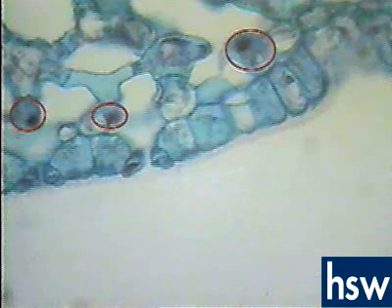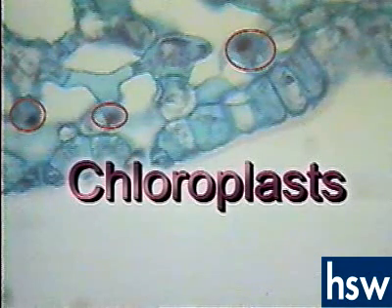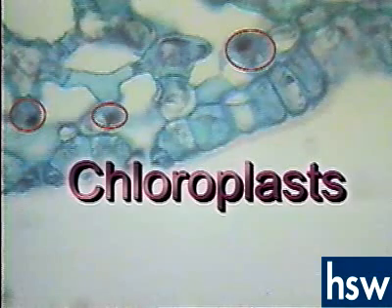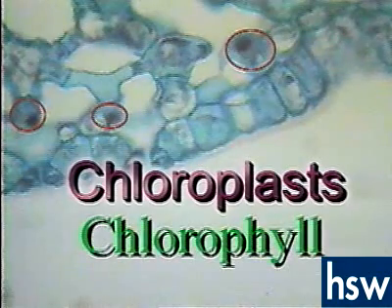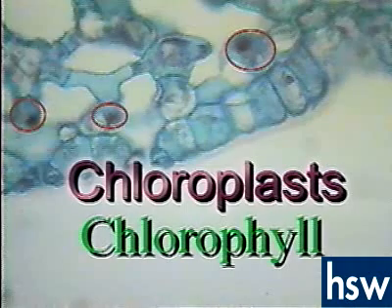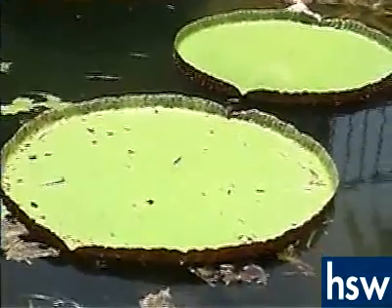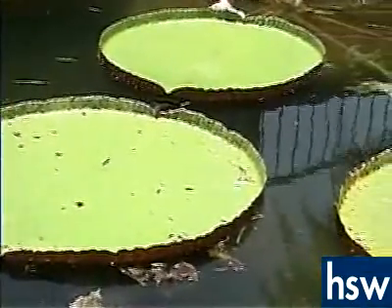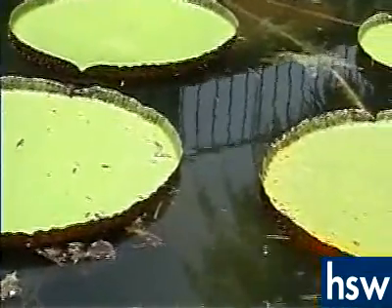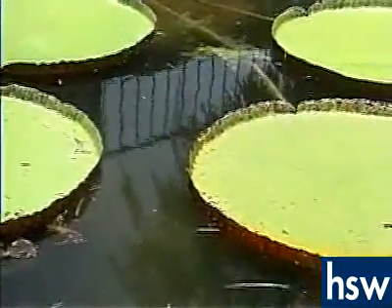And here's the leaf's inside again. The small granules you see in its cells are called chloroplasts. They contain a complex green-colored chemical called chlorophyll. However, in this slide, the chloroplasts look blue because of the way in which it was prepared. It's chlorophyll that gives leaves, such as these giant water lilies, their characteristic green color.